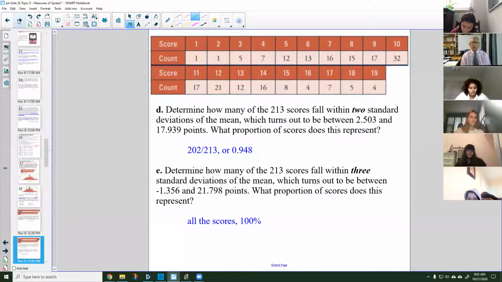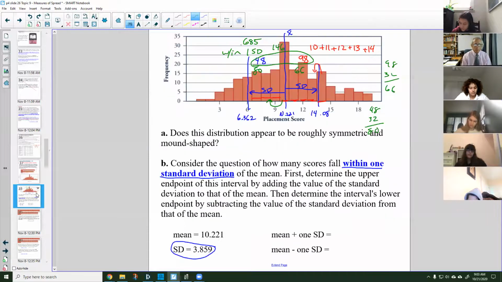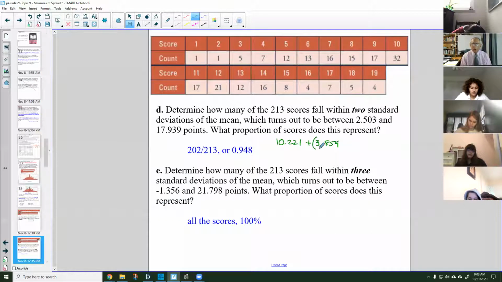So I did this for the others. I wanted to find out how many of the 213 scores fell within 2 standard deviations of the mean. So let's just do the calculation here. If my mean is 10.221 and my standard deviation is 3.859, I'm multiplying 3.859 times 2 to find out 2 standard deviations of the mean.